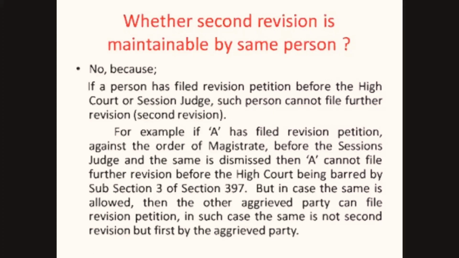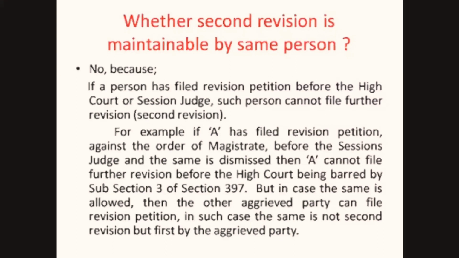What if a person has filed the revision petition before the sessions judge or before the High Court, and that revision is dismissed by the High Court or by the sessions judge? Whether that person can file the second revision petition before the next higher court? For this, you need to see subsection 3 of section 397 CrPC, which says if a person has filed revision before the High Court or sessions judge, such person cannot file further revision petition. So, second revision is barred by the same person.